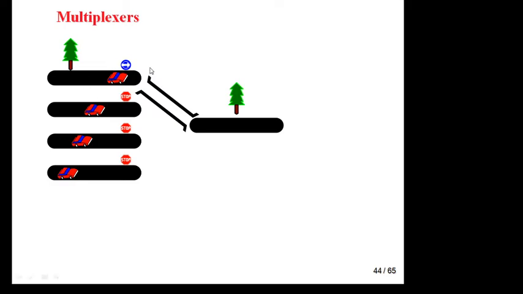For example, suppose there are two select lines. Possible values are 0 0, 0 1, 1 0 and 1 1. If the value of the select line is 0 0, this is connected to this. If the value of the select line is 0 1, then this is connected to this. If 1 0, this is connected to this. If 1 1, this is connected to this. At one time only one input is connected to the output.